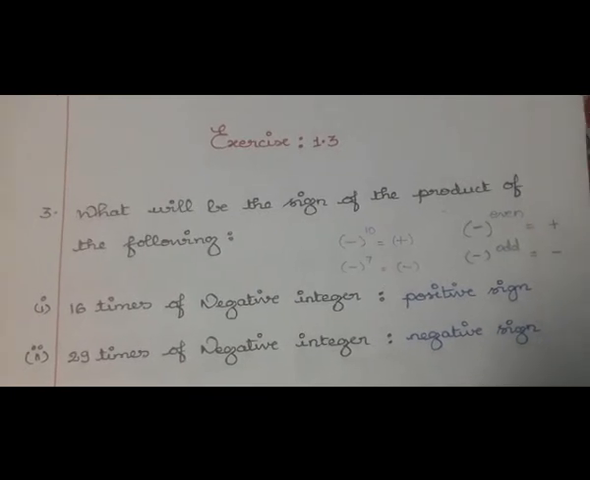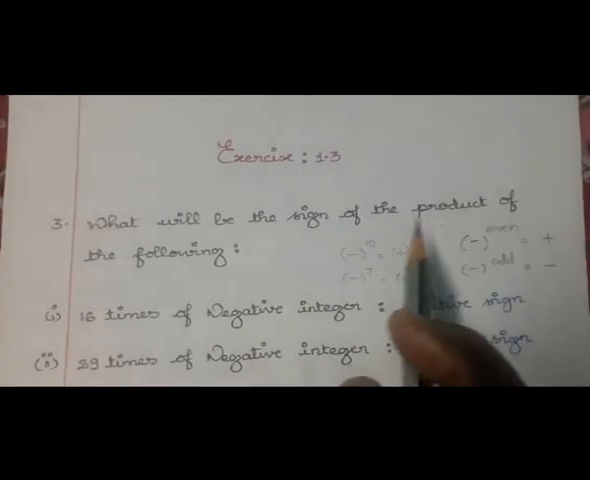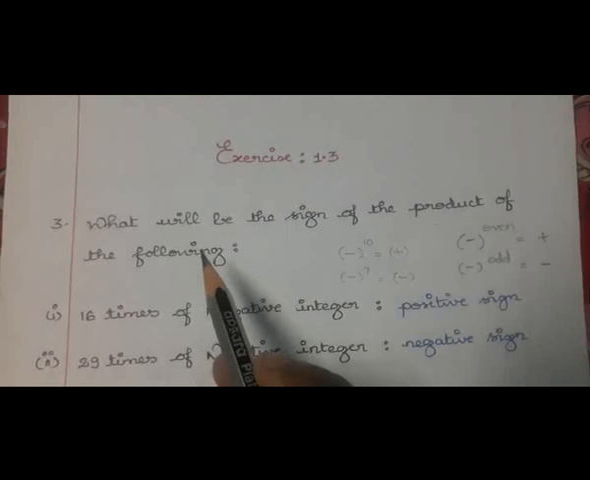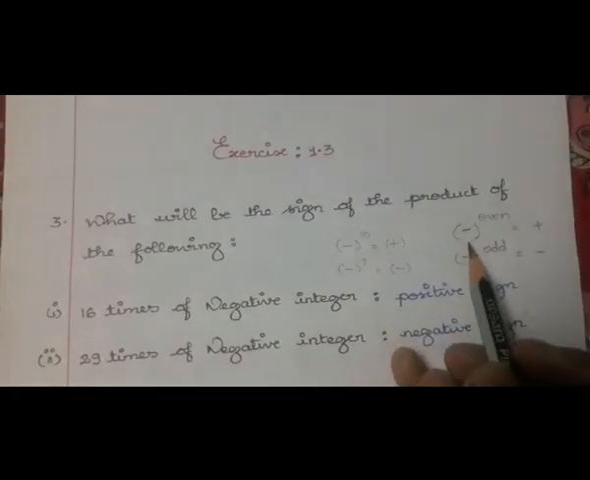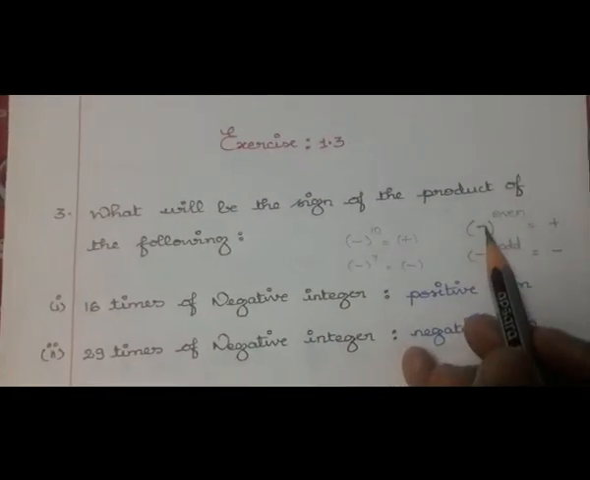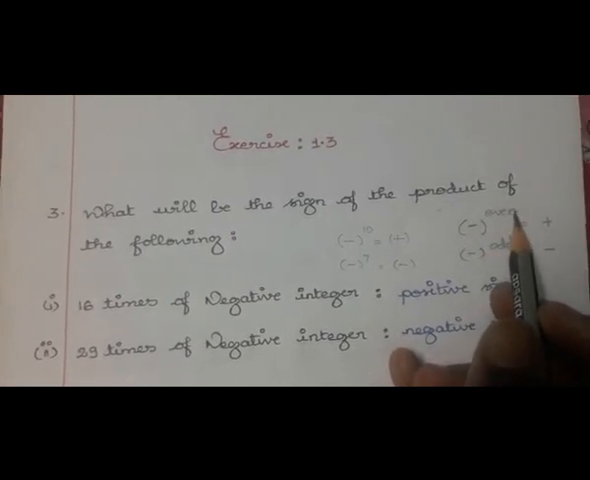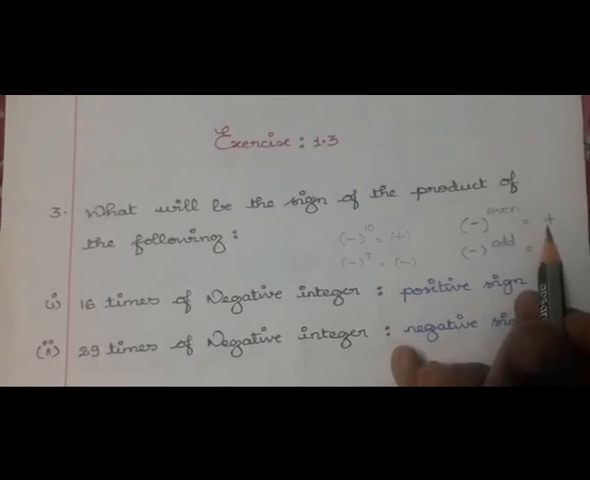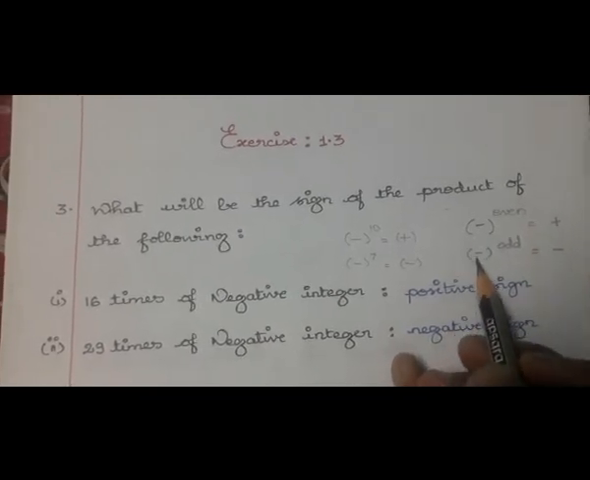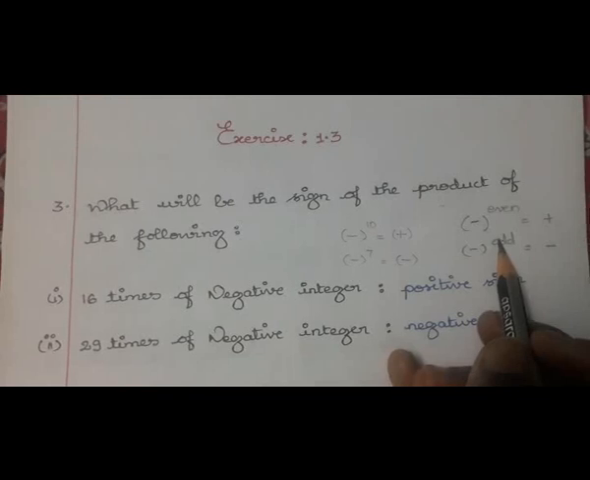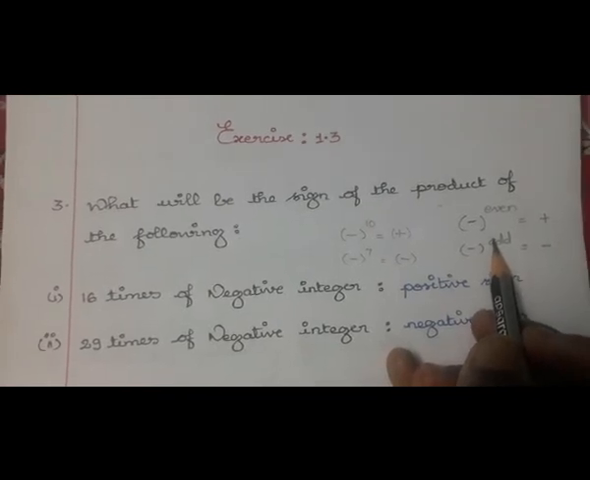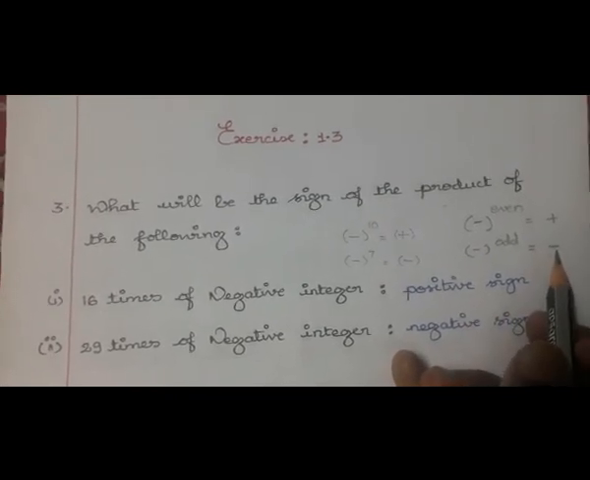Third question goes in this way. What will be the sign of the product of the following? For this section we have to know an important note. If minus is given and the number of times of minus is even, then we have to give the answer as plus. If minus is given and the number of times you have to multiply is odd, then the answer bears the sign negative.